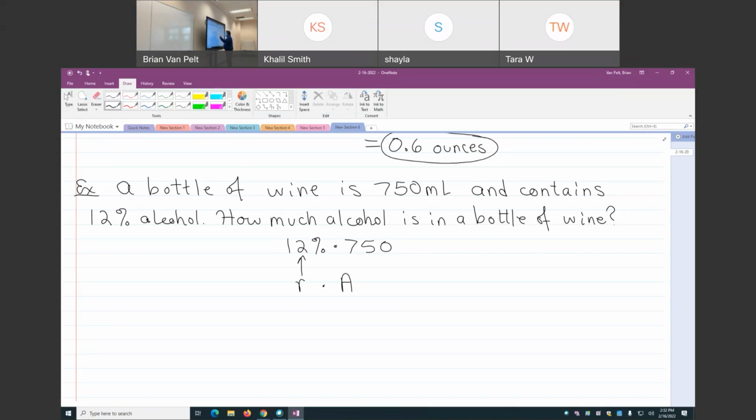So when you do this, you're going to do 0.12 times 750. And what did you get for that? 90, I will take your word for it. 75 plus 15 is 90 ml.